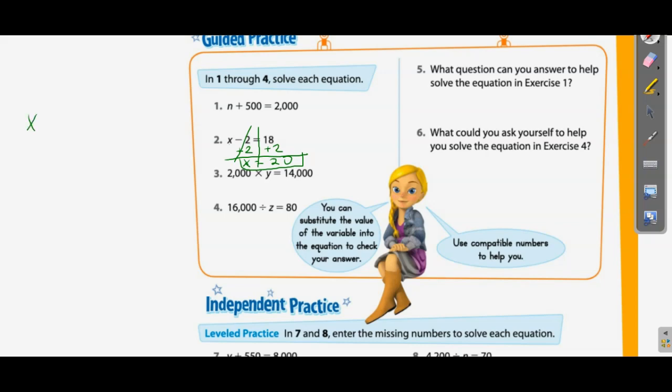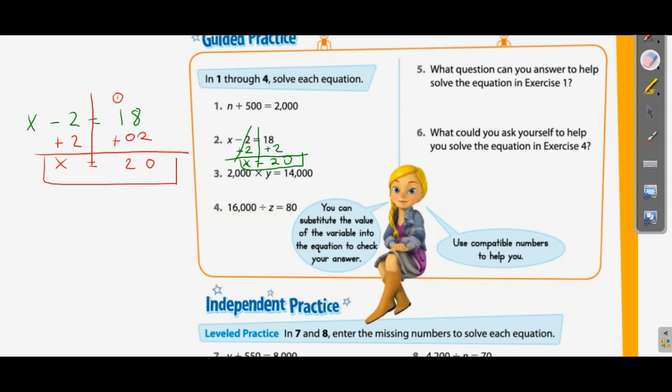Let me write a little bit bigger over here. There you go. Right, so it's pretty simple. It's just basically doing the opposite or the inverse operation that they give you here. If they give you addition, you do subtraction. If they give you subtraction, you do addition.